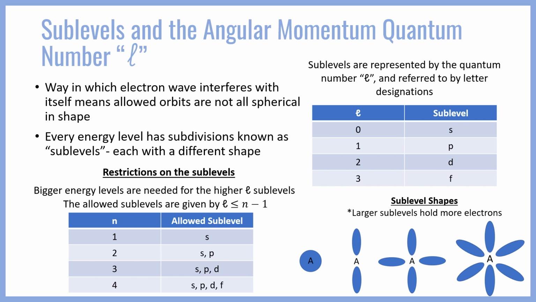Atoms with low energy levels, like hydrogen or helium, having an F sublevel at the n equals 1 position. It just won't happen. The energy level is not large enough to hold those complex flower-looking shapes. It can only hold the simple spherical S orbital.